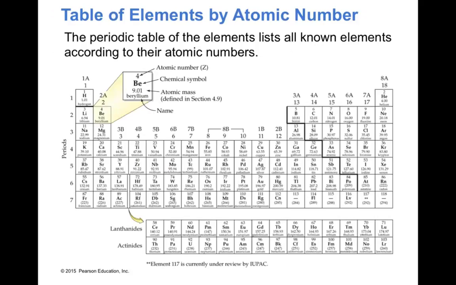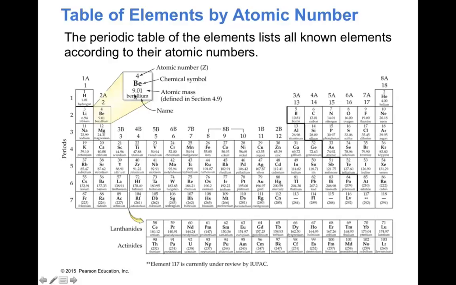Here we have a periodic table where we can find a lot of valuable information. Not all of the periodic tables have the same information format, but most of them have the same information. Each of these squares right here represents an element and their basic information. For example, the chemical symbol in this case is Be.